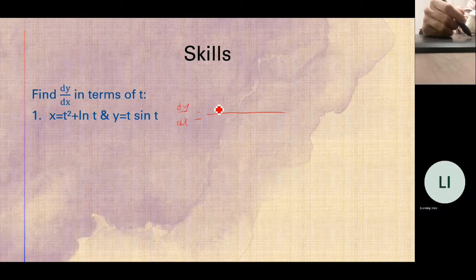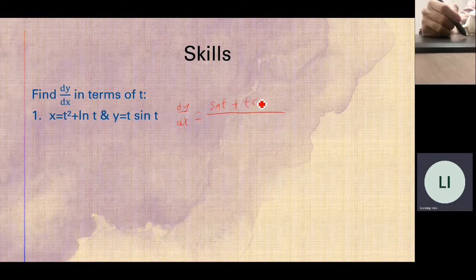Product rule. Differentiate the first term, t becomes 1, times sine t. Now, differentiate the other factor, sine t becomes cosine t, so we get t cosine t. In the denominator, which is the first derivative of x, so dx/dt. Power rule, 2t, and then logarithm, f prime t over f(t), so 1 over t. Again, you can't leave an answer like this, because there's a fraction in the fraction.